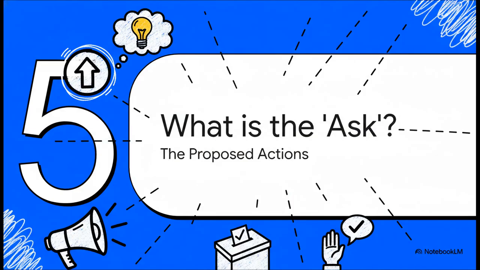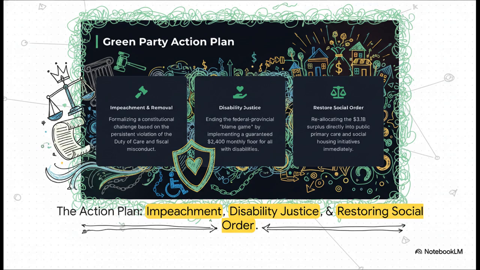Okay, so you've laid out all the evidence, you've carefully framed your narrative, but for any argument to be effective, it has to end with a clear ask. So, after all that, what do the advocates actually want to happen? And their final ask is broken down into these three main pillars. First, a formal constitutional challenge. Second, a demand for disability justice through a guaranteed monthly floor. And third, a plan to, as they put it, restore social order by taking that identified surplus and immediately reallocating it into care and housing.